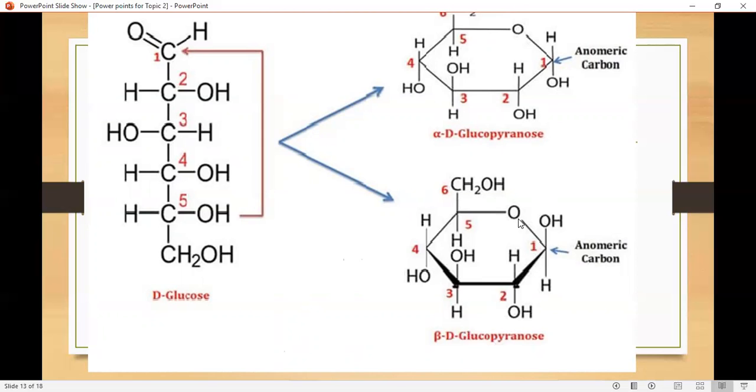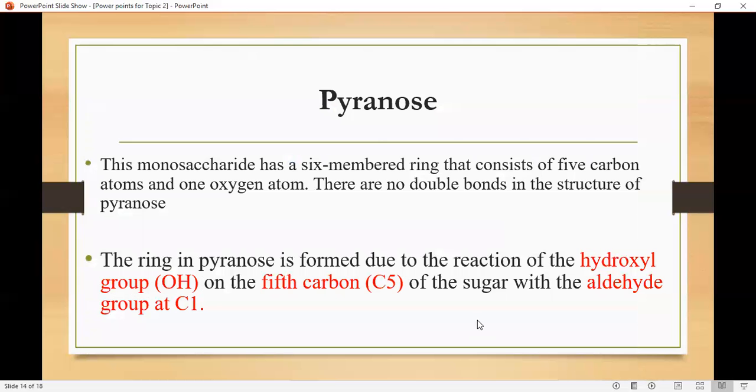Now remember the O I spoke about in the other slide. Look at it here. This O joins together to form this O here, and that gives us this. So that's how we cyclicize our linear glucose. So the ring in pyranose is formed due to the reaction of the hydroxyl group OH on the 5th carbon of the sugar with the aldehyde group at carbon 1.